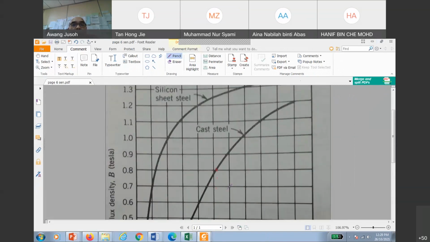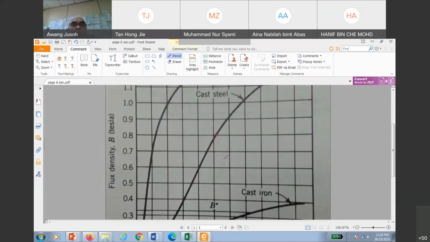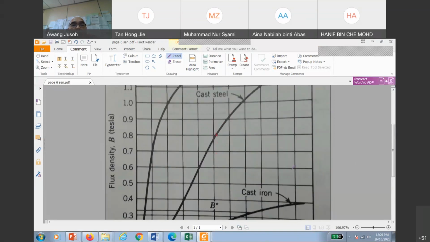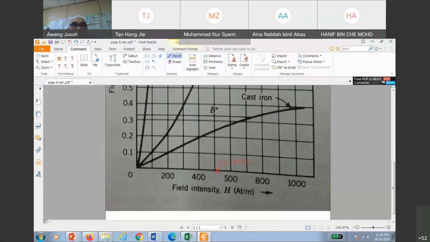You need to find cast steel. Where's cast steel here? This is silicon steel, a different B-H curve. Cast steel, you got this one, and this is cast iron. Different material, different B-H curve. So in our case, they ask cast steel. So where is the 0.8 Tesla here? You can see here, 0.8 Tesla somewhere here. Okay, you can find the magnetic field intensity at that particular core. So you go to this one, you find somewhere there.